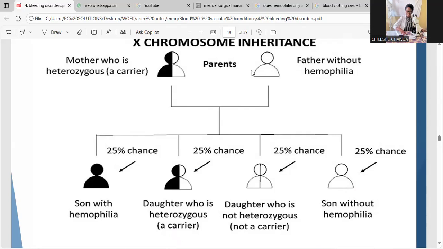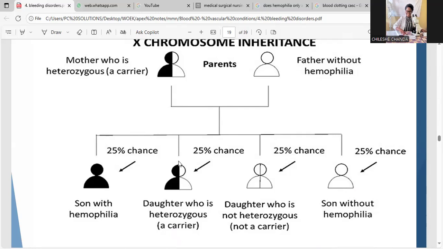So this woman, once she gets married to a normal man who doesn't have hemophilia on his X chromosome, if they have four children, one of them is likely to be a male with hemophilia, because he inherits the X chromosome from the mother that carries hemophilia A. Because this child has only one X chromosome and a Y chromosome, that X chromosome is going to be affected and therefore this person is going to have active disease. Signs and symptoms will be showing in this person.